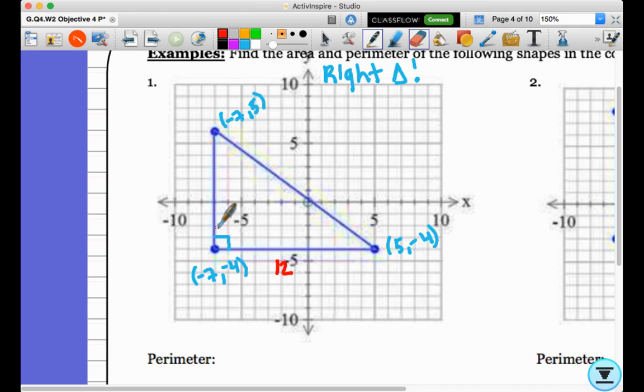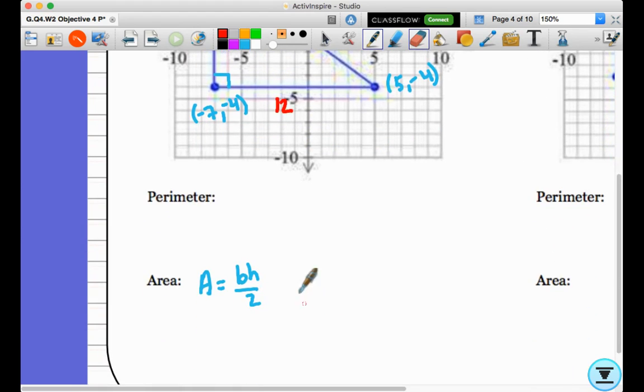What about here? 1, 2, 3, 4, 5, 6, 7, 8, 9, 10. No, it's got to be 9. That's a 6. That's where my error is. That's 10. So that's my base and my height. So I'm going to say it's 10 times 12 divided by 2. That's 120 divided by 2. So it's 60 units squared.